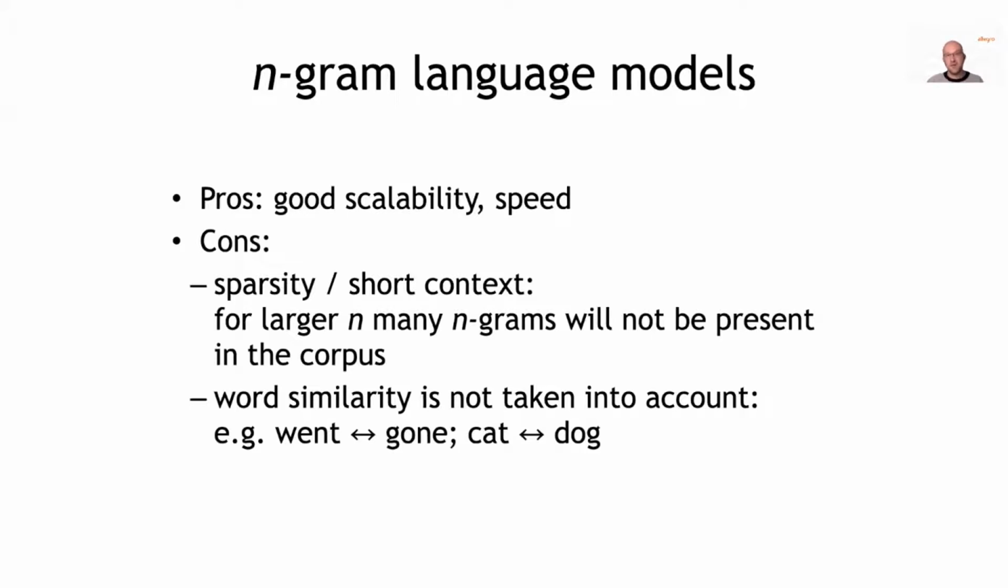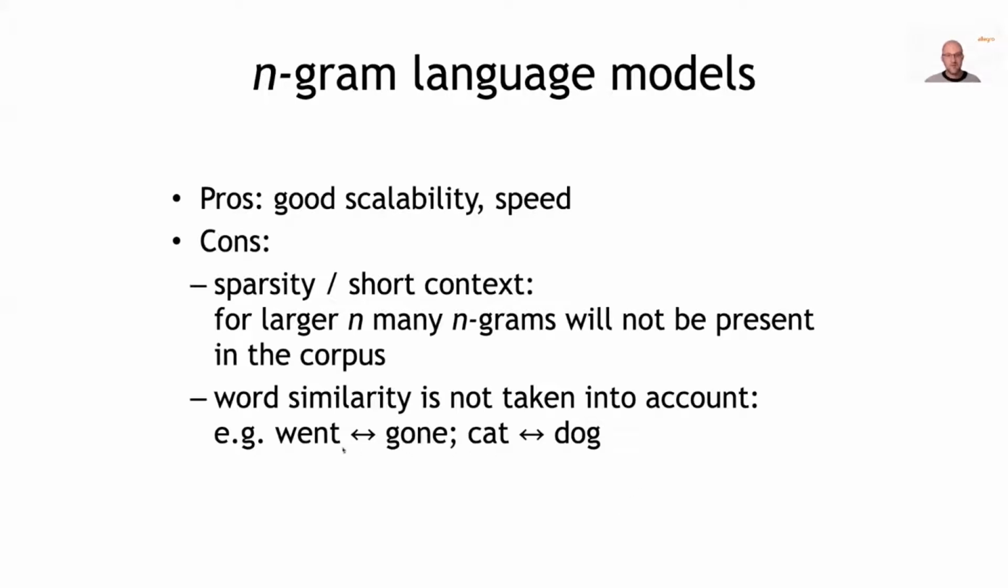But they also have some cons. One of these is that if you go with n too high, so you use n-grams with large n, then many n-grams will not be present in the corpus. Which means you are restricted to a relatively short context, to a relatively small n. I think in commercial applications, you rarely go beyond trigram language models. And which is maybe more important, and I think very interesting, is that word similarity is not taken into account.